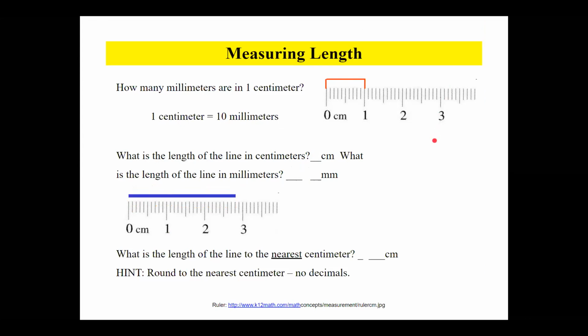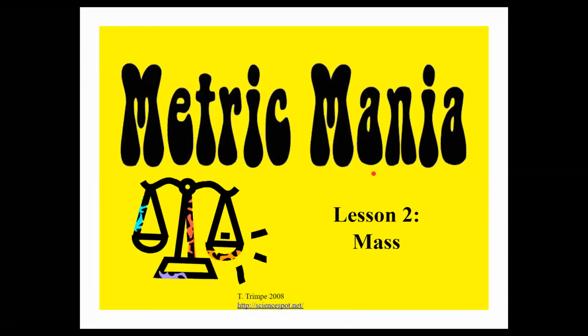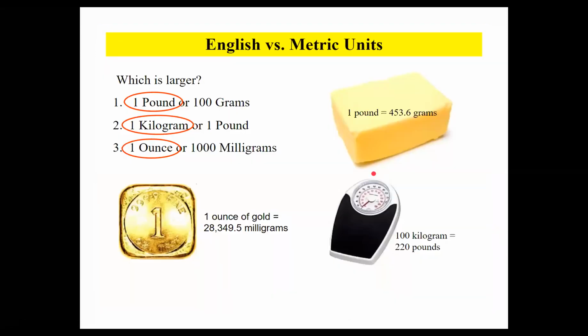So that's length. We use our base unit of a meter, and then we can go bigger up to kilometers and smaller down to centimeters or millimeters. Up next, we have mass or weight. So again, we're not using pounds and ounces like you might with American weight measurements. Instead, in metric units, you have things like kilograms, grams, and milligrams.